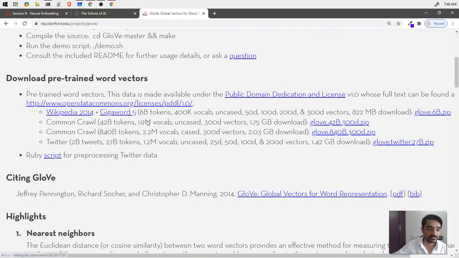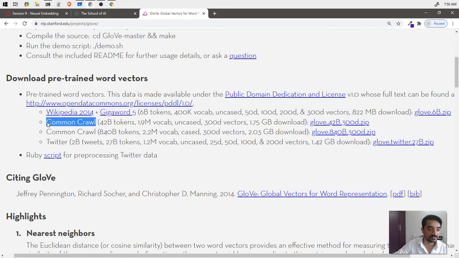We have Wikipedia 2014 plus Gigaword 5. So look at this, 6 billion tokens, right? We are talking about tokenization, looking at our English text and converting it into tokens, and we have 400,000 vocabulary words built on top, and we have 50 dimension, 100 dimension, 200 dimension, 300 dimension, right? Total 822 MB, just the embedding. That is just the embedding, which itself is 822. And then you have other things also. You have 300 vector, 42 billion, 1.9 million, and 2.2 million, and so you get the idea essentially, right?